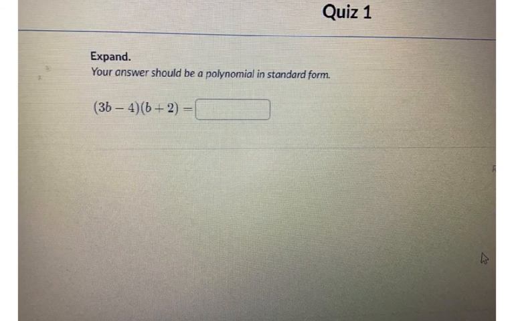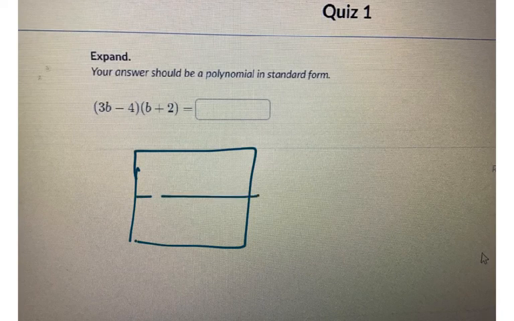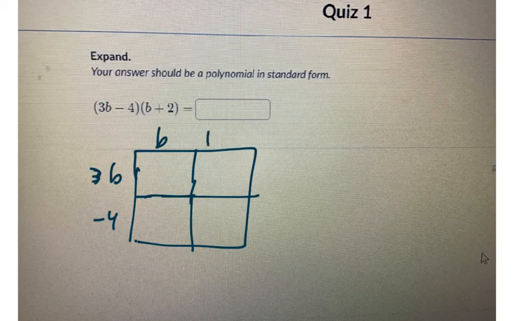This one I'm going to set up, because some of you guys like to do it with a box or rectangle. So we're basically doing the area model we just did on the last one. I'm going to do 3b minus 4 down the side, and I'm going to do b plus 2 across the top. Each term gets its own row and column, right? Anyways, let's get going here.